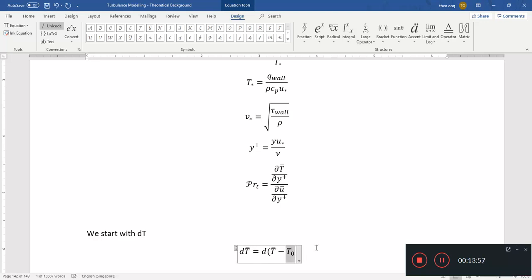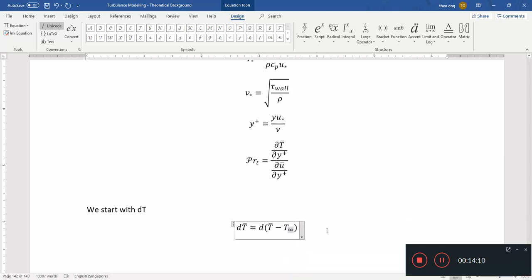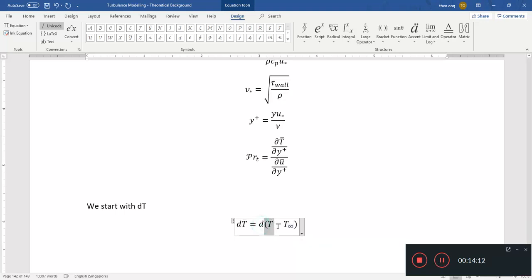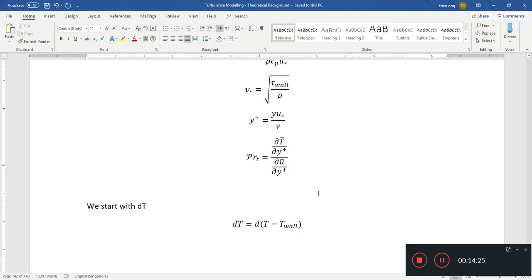In this case, T naught we like to say is a wall temperature. It can be a wall temperature or it can be some infinite temperature here, T infinity. Well, whatever floats your boat. What's important is of course this temperature gradient, but it can be written as such just based on differentiation. I would prefer to use wall temperature because you want to keep all of this with reference to the wall.